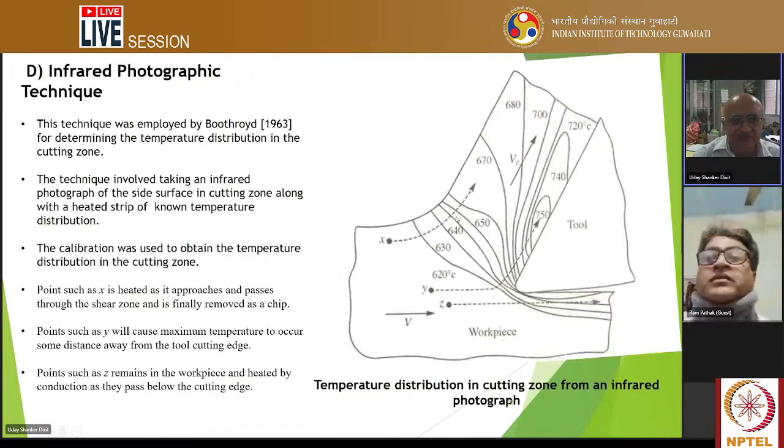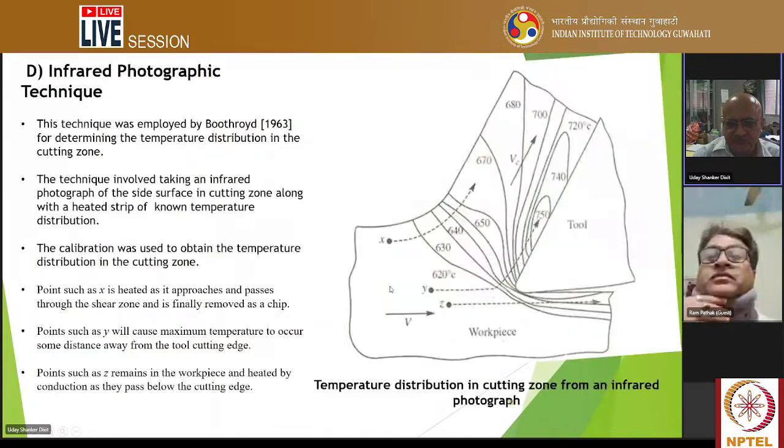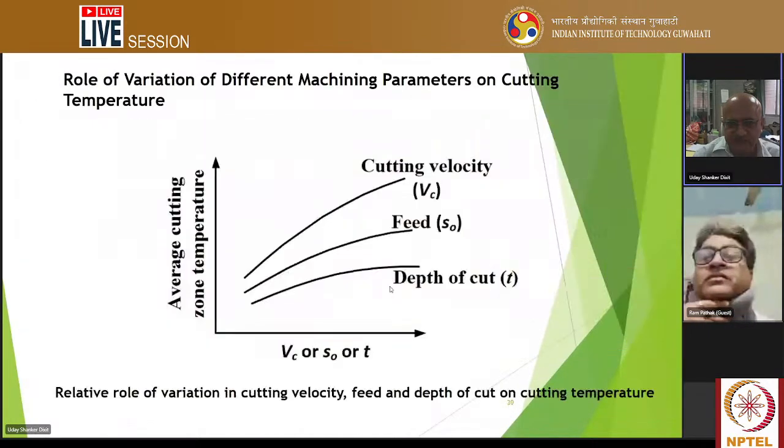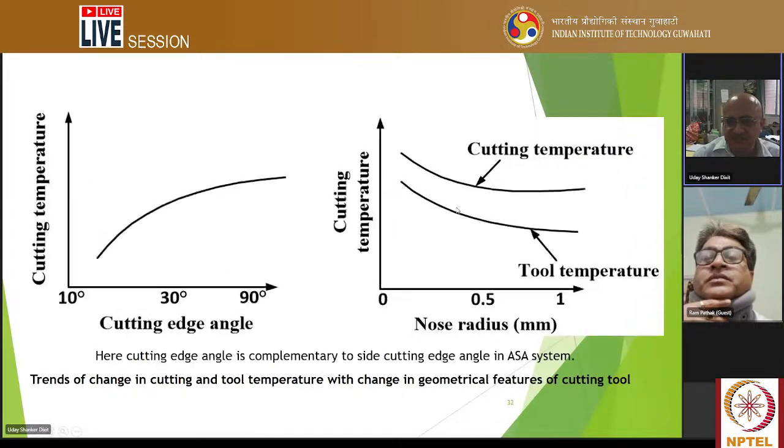So this is a technique of infrared photography. Nowadays we have infrared cameras also, which to some extent can tell the temperature. And these are the effects of various parameters: as cutting velocity increases, temperature will increase. This is tool temperature versus tool rake angle. Even rake angle has an effect on the tool temperature, and even clearance angle also, then cutting edge angle, and then the effect of the nose radius.